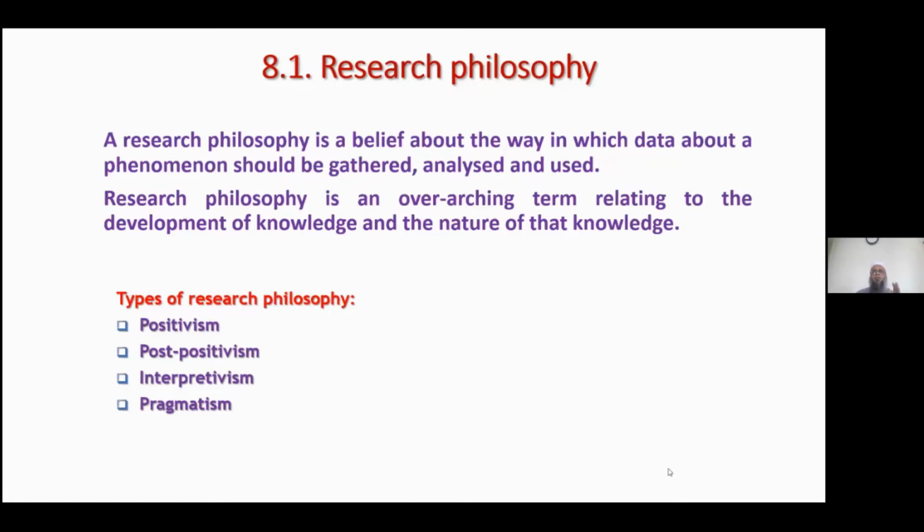Under this philosophy, there is a certain set of recommendations that is called the paradigm. You have to follow the research paradigm. Let's talk about the positivism philosophy of research. A research philosophy is a belief about the way in which data about a phenomenon should be gathered, analyzed, and used. Research philosophy is an overarching term relating to the development of knowledge and the nature of the knowledge. It has four types: positivism, post-positivism, interpretivism, and pragmatism.